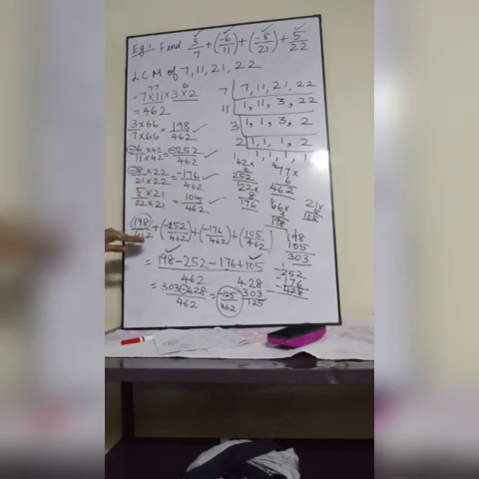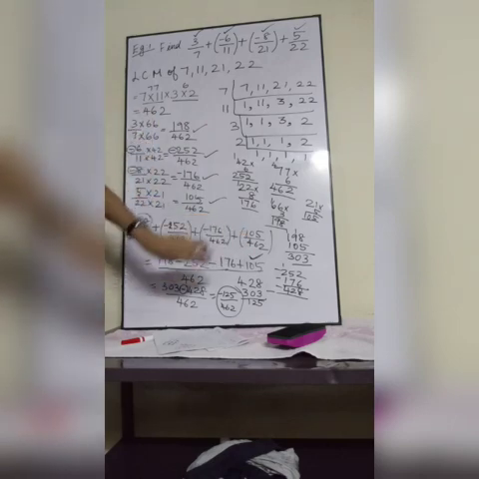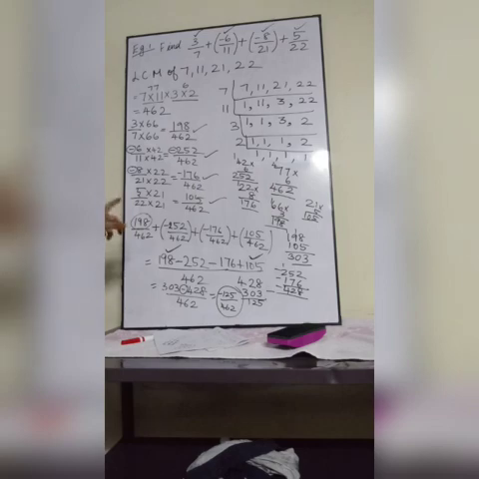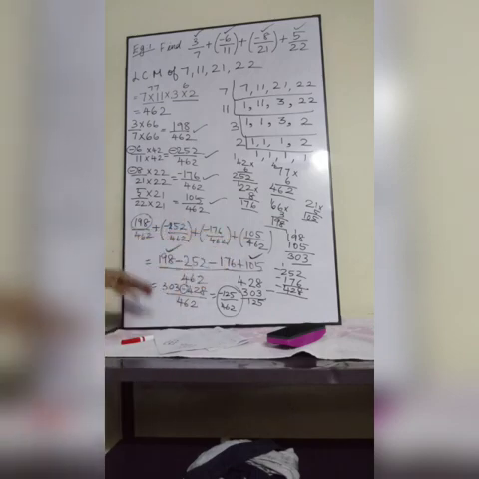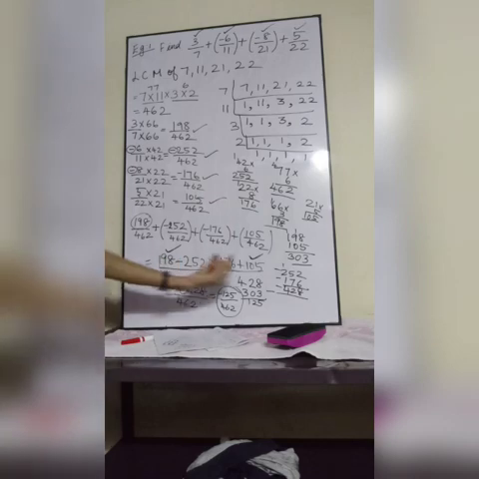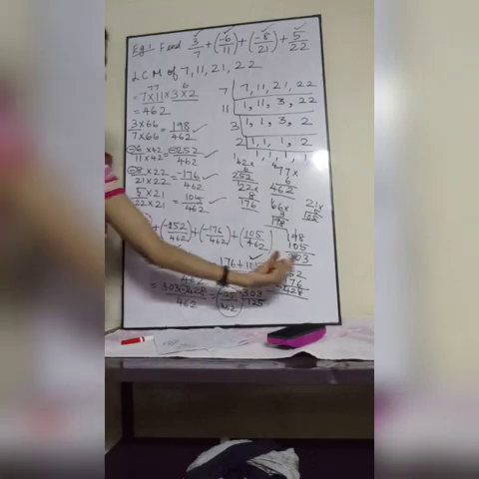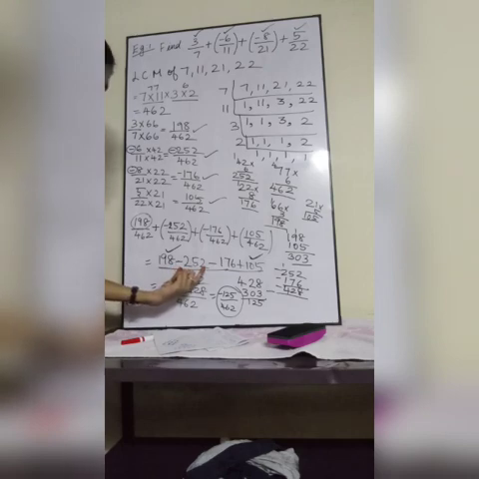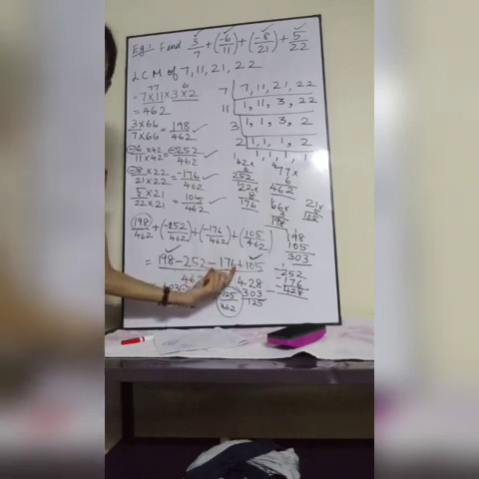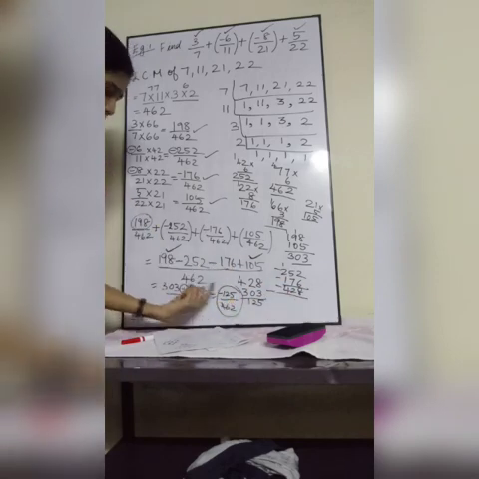Now all the denominators are the same, so I am writing only once here. Next, the numerators I am going to add. 198 plus, minus 252, minus 176, plus 105. Now 198 and 105 are the same sign, so I am going to add them separately, 303, and I wrote it here. Next, minus 252 minus 176, both are the same sign, so I am going to add both and I am writing minus 428.